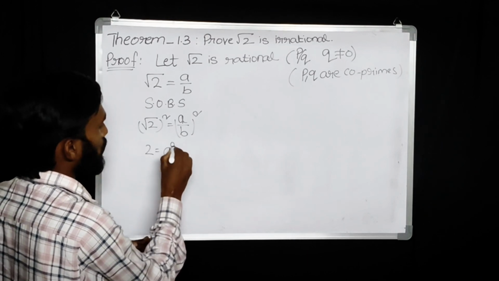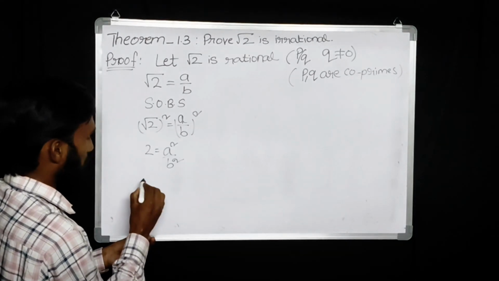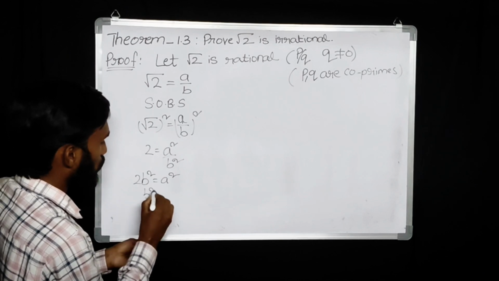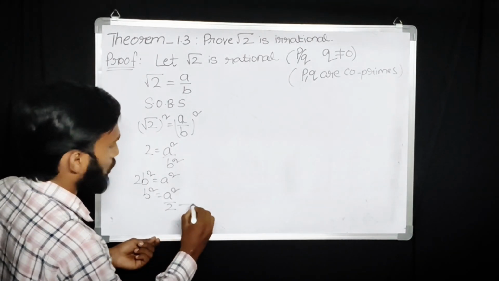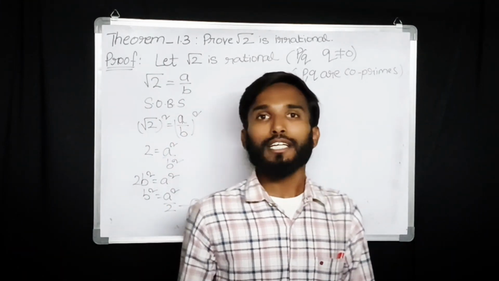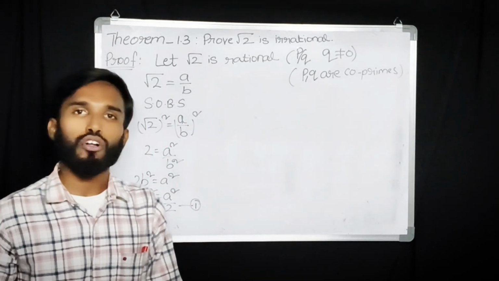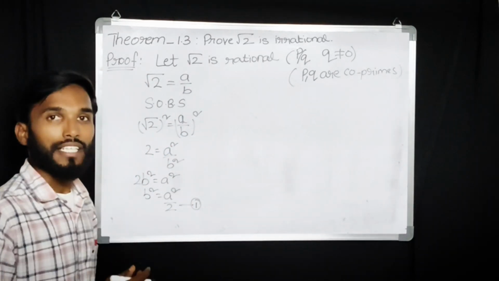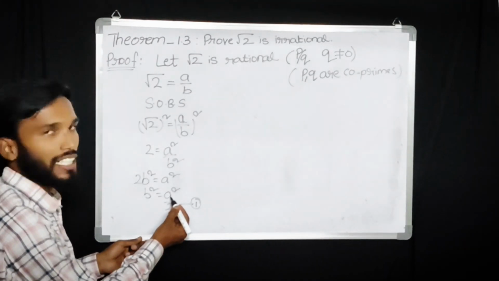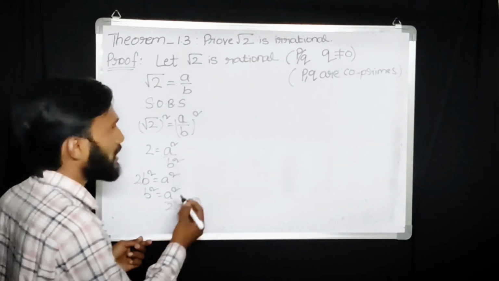2 is equal to a square by b square. Now let us take this b square to this side: 2b square is equal to a square, and take this 2 to this side, a square by 2. Take this as number 1. Now you know theorem 1.2: let p be a prime number and if p divides a square, then p divides a also, where a is a natural number. We completed that theorem. Based upon that, here 2 is a prime number and a is a natural number. So if p divides any square, then it divides a also.